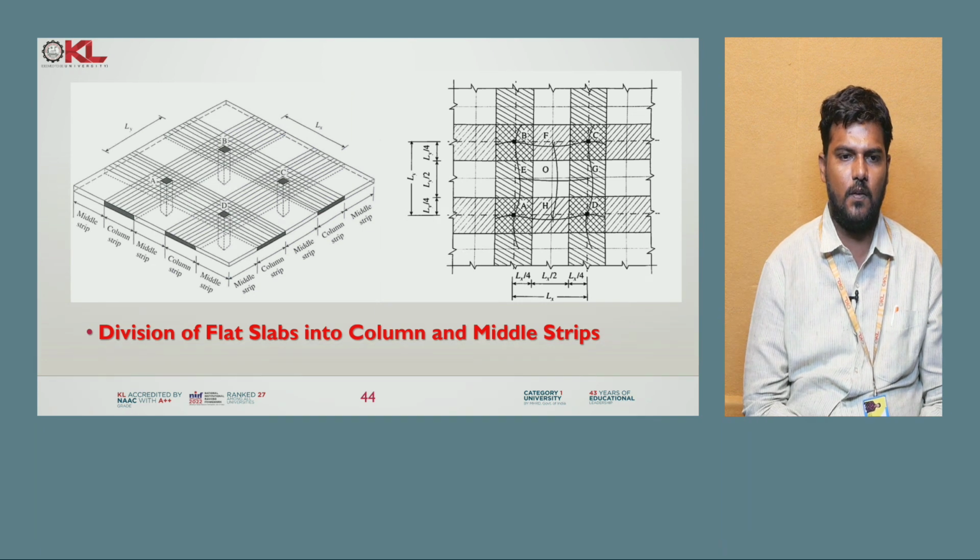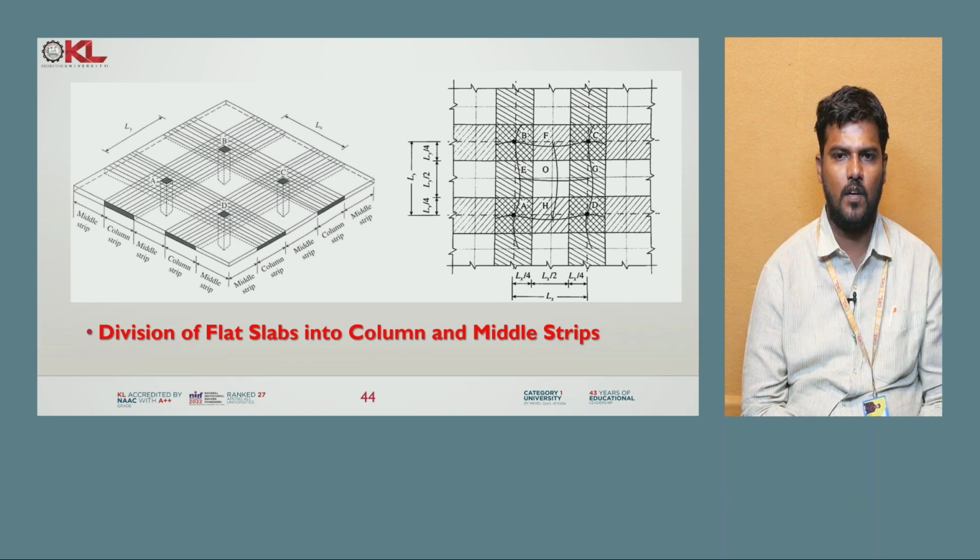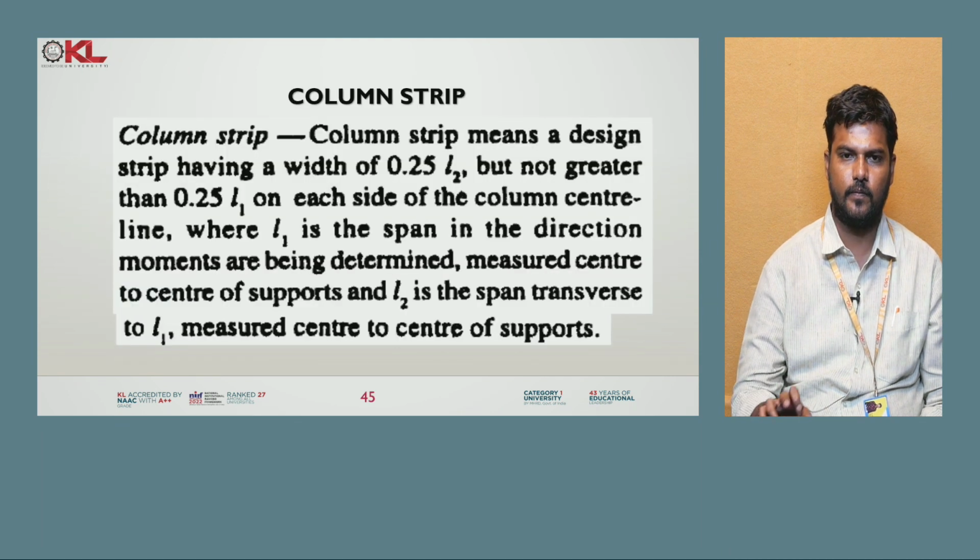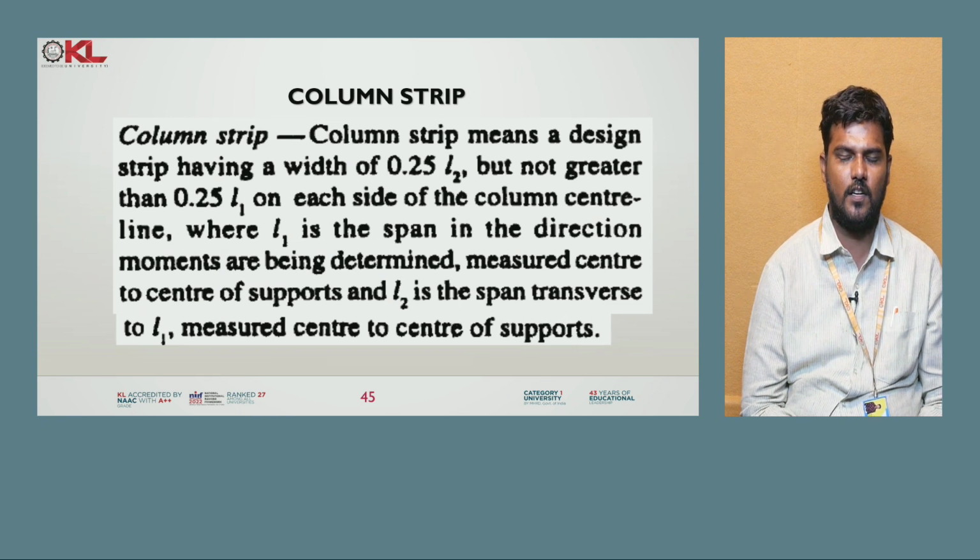And you can see here the division of flat slabs into column and middle strips, where the middle strips are tied on both sides such that the flat slab is tightened into the columns. And coming further, what is meant by column strip? Column strip means a design strip having a width of 0.5 L2 but not greater than 0.25 L1 on each side of the column center line, where L1 is the span in the direction moments are being determined, measured center to center of supports, and L2 is the span transverse to L1, measured center to center of supports.